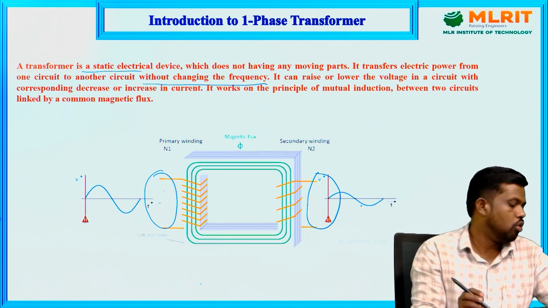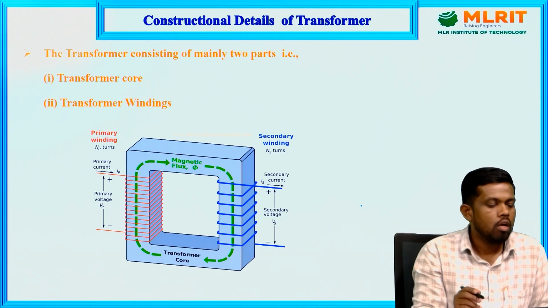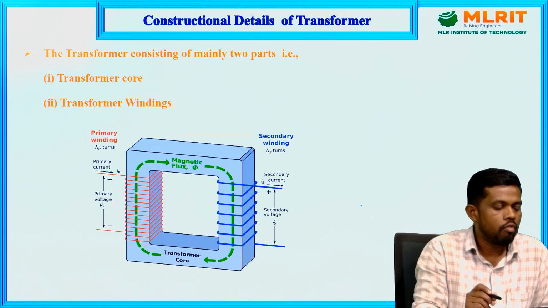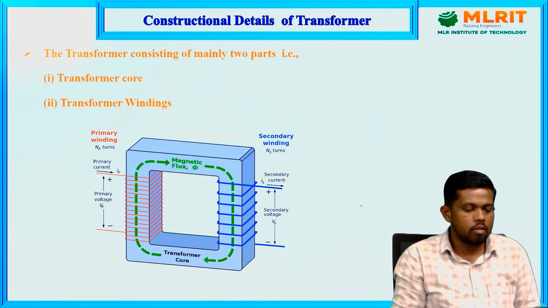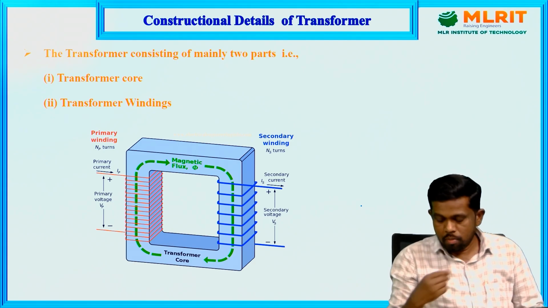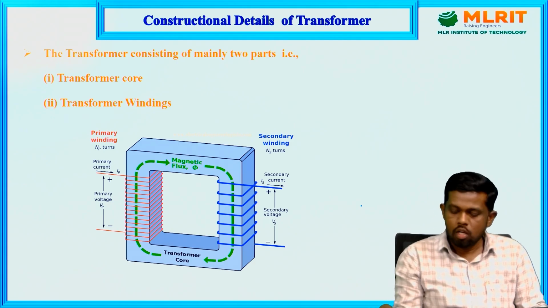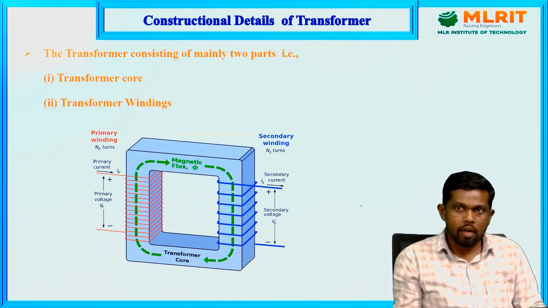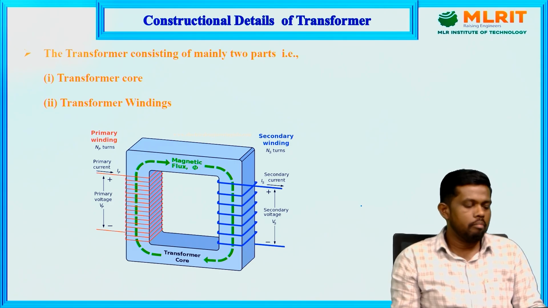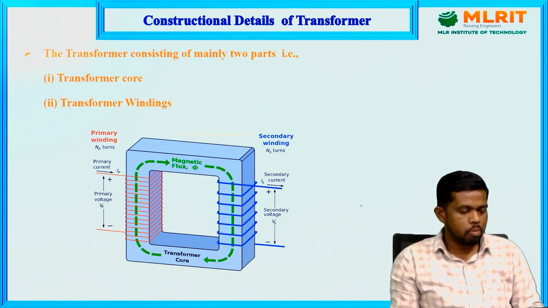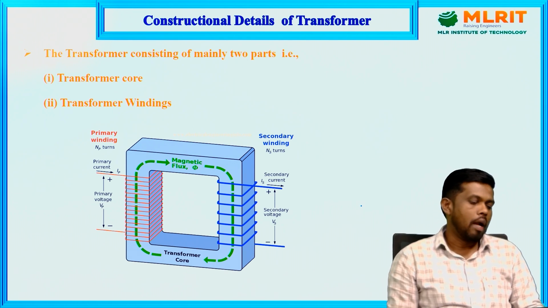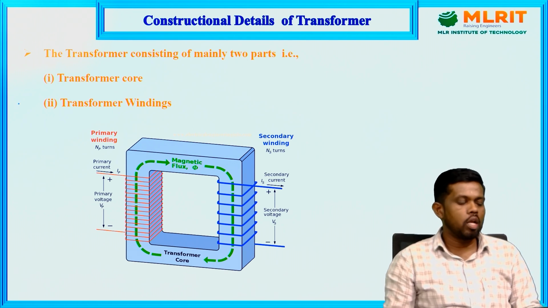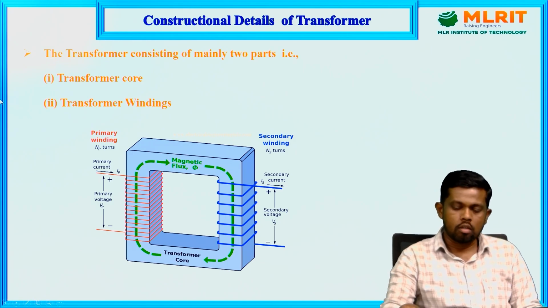Then let us move on to the construction details. In the construction details of a transformer, we mainly have two parts: the transformer winding and the transformer core. The transformer core is a media platform which is used to hold the transformer winding. It is a wire media or protection for the transformer, on which the winding is wound. That is the purpose of the core. The second one is the transformer winding, which takes care of the flux production.